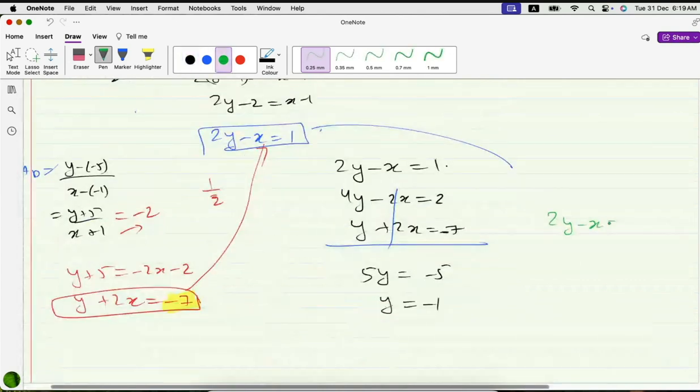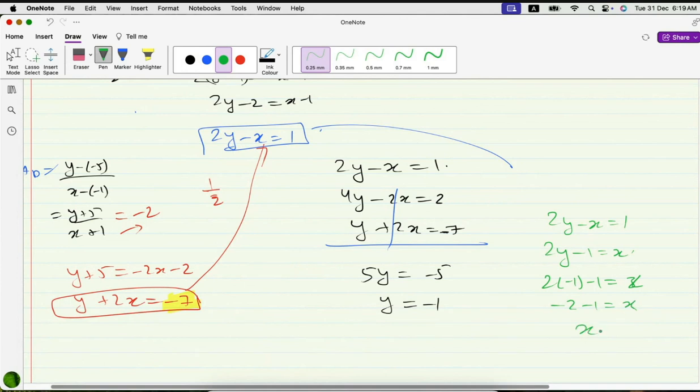And now for x: 2y minus x is equal to 1, so 2y minus 1 is equal to x. So 2 into minus 1, minus 2 minus 1 is x, and x is minus 3. Minus 3 comma minus 1, coordinates of D. Now this is correct.